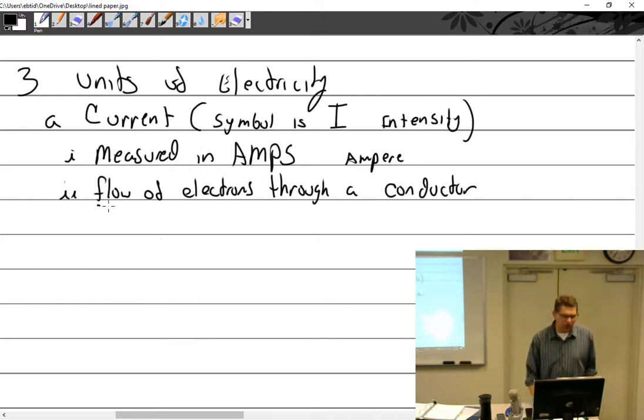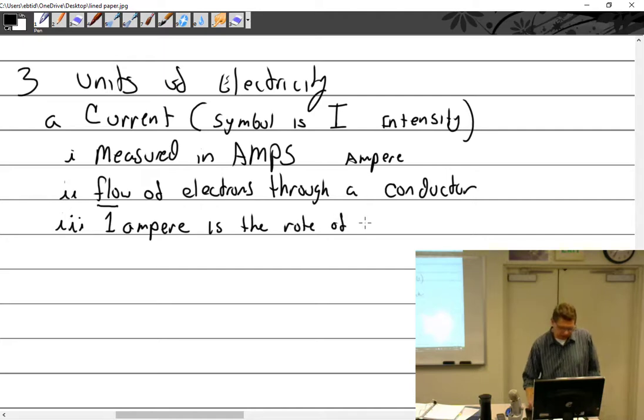So we want to remember that it's flow, like water moving across a water wheel. Yeah, it's the picture with the guy going through the pipe. So, all right. 1 amp. The full word is ampere, but I'm always going to say amp. It is the rate of flow of 1 coulomb, C-O-U-L-O-M-B, per second.